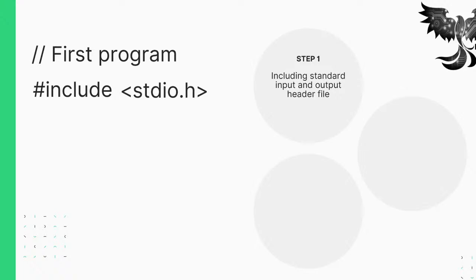Nothing is a new language, everything is English. STD means standard, IO means input output, dot h header file. Now what are you guessing, what does it do? Standard input and output.